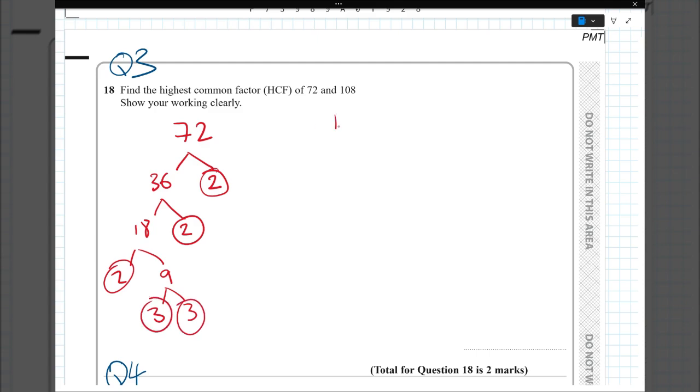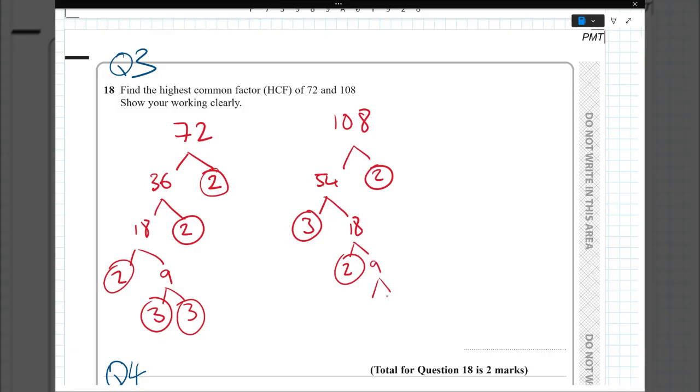Alright, so next lot, 108. That's 54 and 2. 3 and 18, for the darts players, treble 18 is 54. 2 and 9, and then we've got 3 and 3.